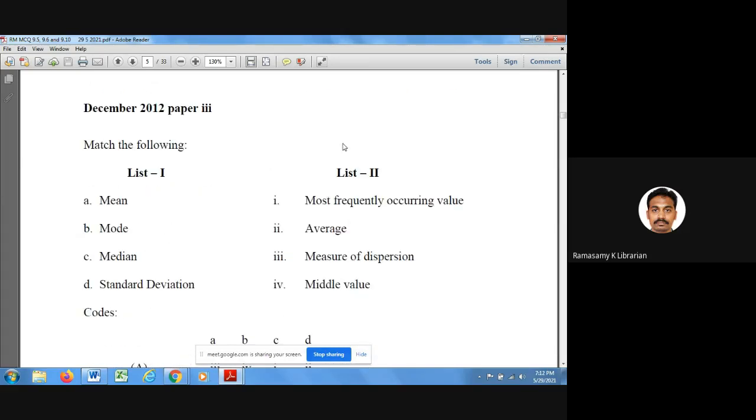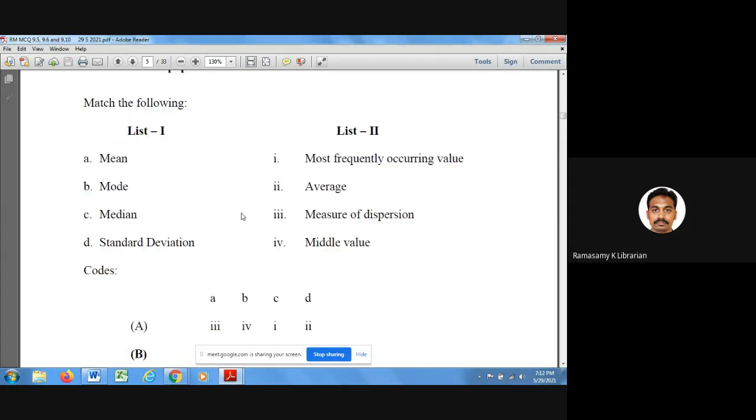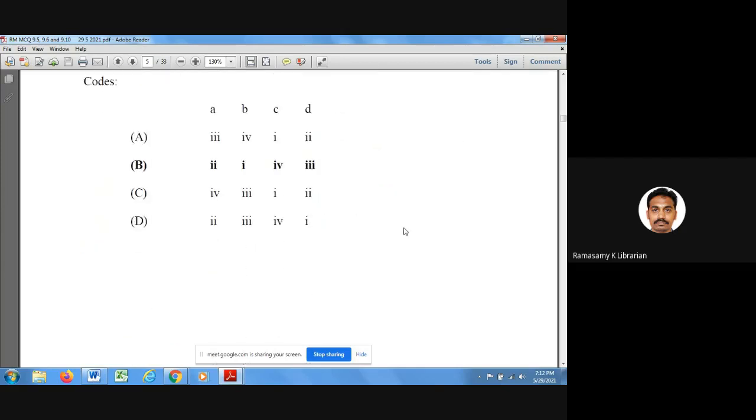December 2012, match the following, same thing. So mean is the average. Okay, I did not repeat it. Mode, the most frequently occurring value, is called mode. Median is the middle value, and standard deviation is a measure of dispersion. Okay, whatever we have discussed is given in the form of a matching type question. Fine, let us move further.